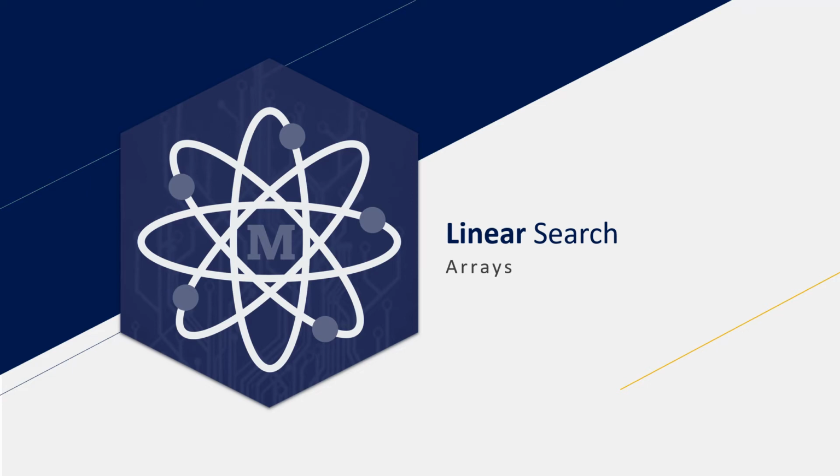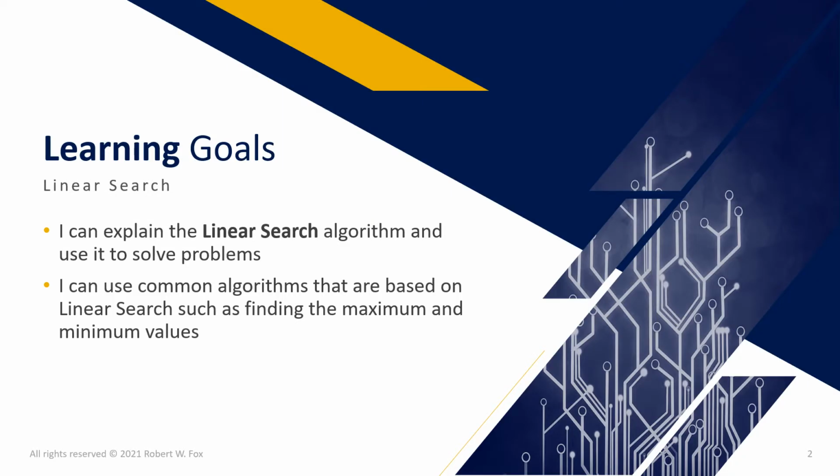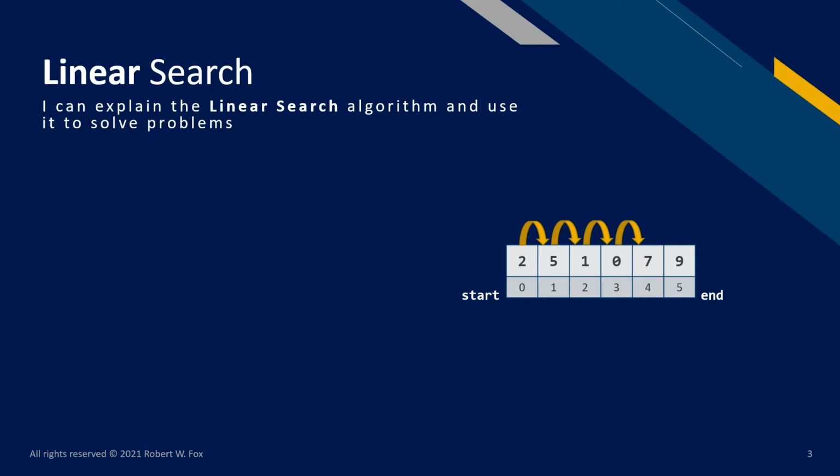In this lesson, we are going to examine the process of doing a linear search on an array. Let's get started. We've got two learning goals for today. The first is that we can explain the linear search algorithm and use it to solve problems. The second is that we can use common algorithms that are based on linear search, such as finding the maximum and minimum values.